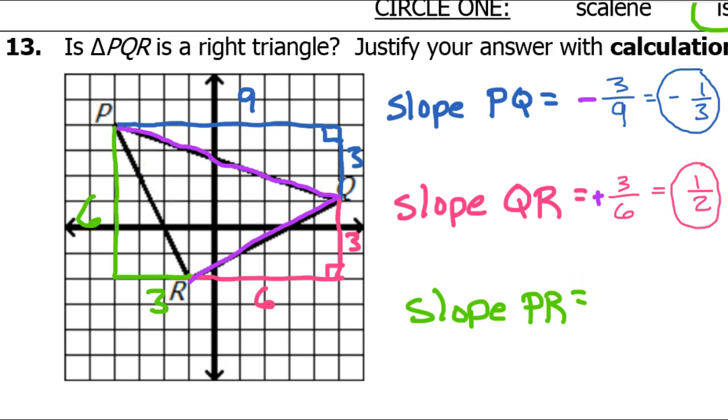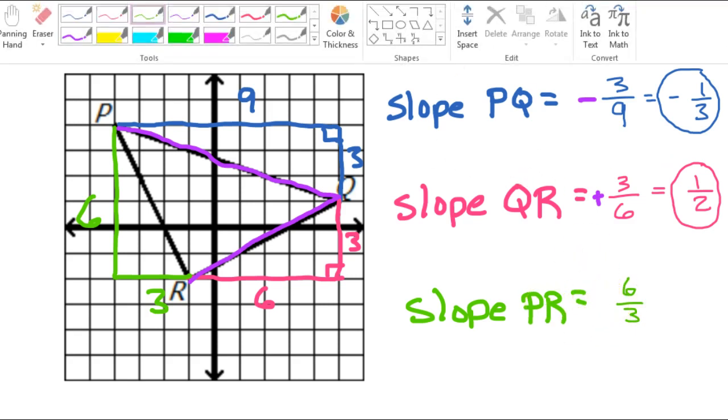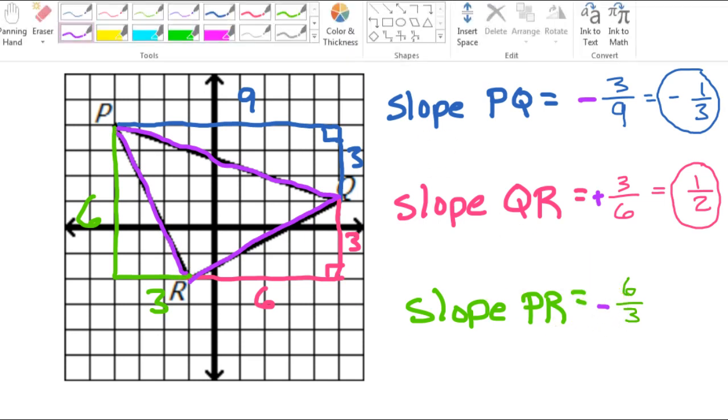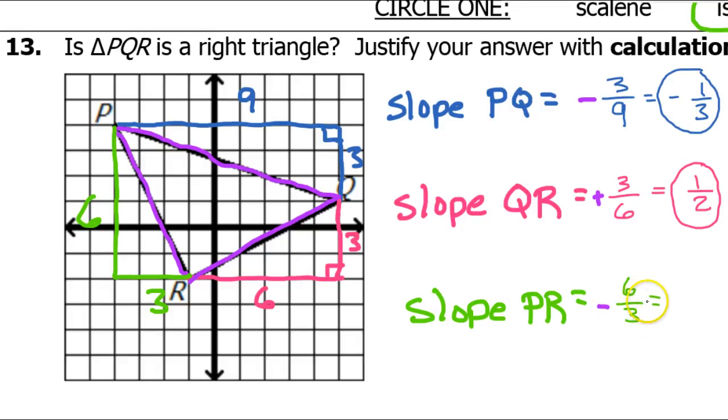And now, finally, the slope of PR. Rise over run, vertical over horizontal. That's going to be 6/3. I am going to reduce this, but is this positive or negative? Again, as I go from left to right, hopefully you can see that this is falling. That's going to make this negative. So this is going to reduce down to -2. 6/3 is 2, so -2.